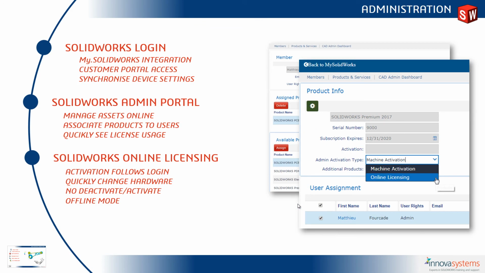So to summarise, we see the SOLIDWORKS login, which gives us better My SOLIDWORKS integration and customer portal access, and we can also synchronise device settings. SOLIDWORKS admin portal allows us to manage assets online and associate products to users and quickly see license usage. And SOLIDWORKS online licensing, where activation follows login. We can quickly change hardware. There's no deactivate and activate process. And we have an offline mode where there is no internet connection available.